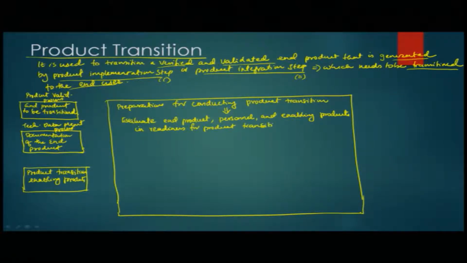So, this is where you are ensuring whether the product is ready for being transitioned. So, you look at the end product, you also look at the personnel, the people who are going to use it, and you also see the enabling products and see whether they are ready to undergo the product transition. Once that is done, then what you do is you transition. If the answer is yes, then you transition the end product to the customer.